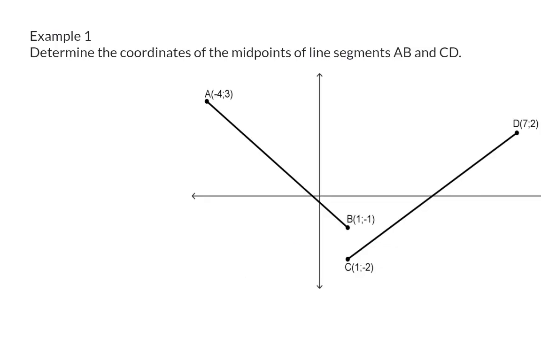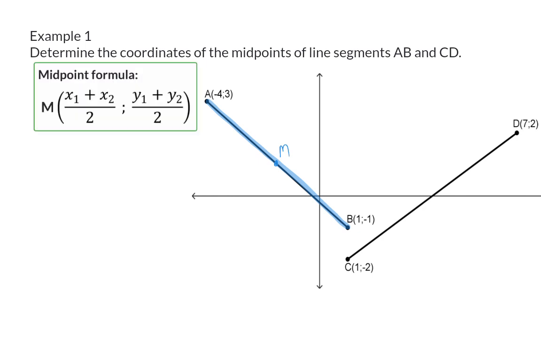Example 1. Determine the coordinates of the midpoint of line segments AB and CD. Let's start off with line segment AB. We want to determine the midpoint of this segment, and I'm going to do that by making use of the formula. For the formula, we need the coordinates of 2 points. I'm going to make point A my x1 and y1 and B my x2 and y2.